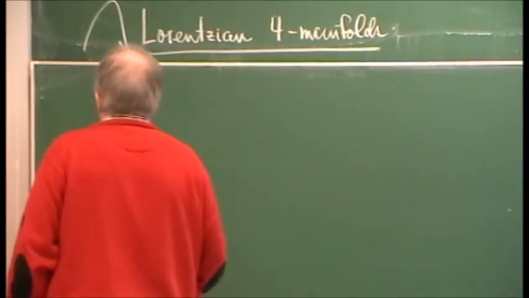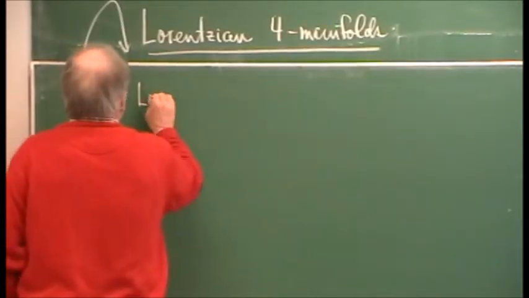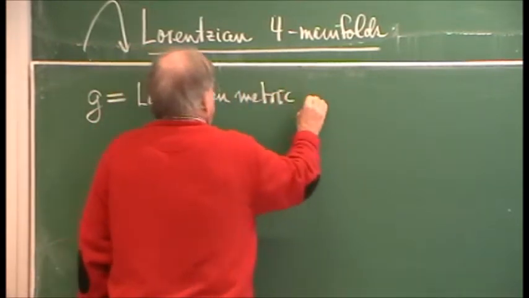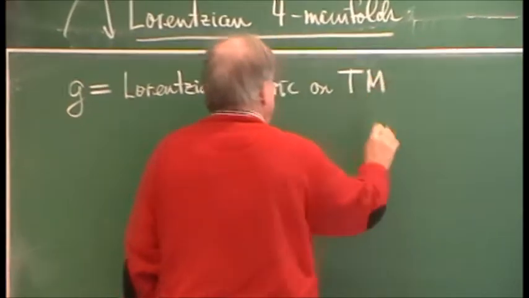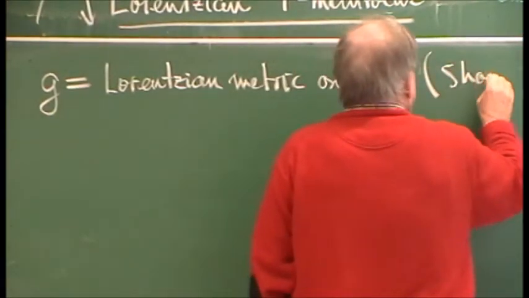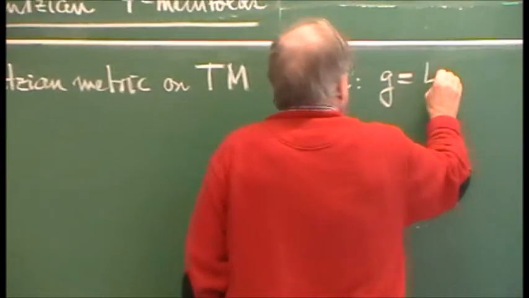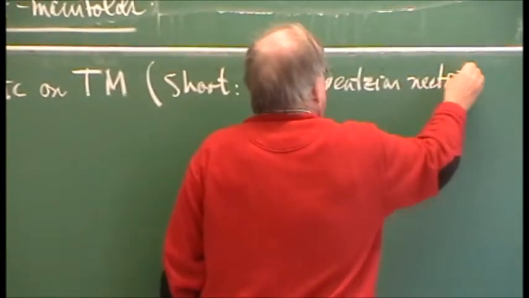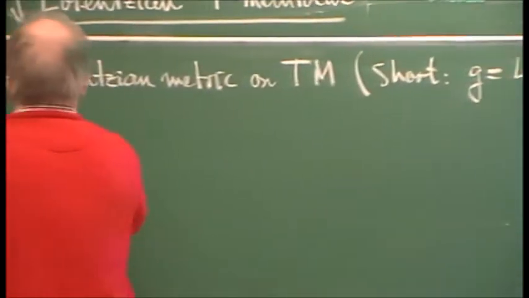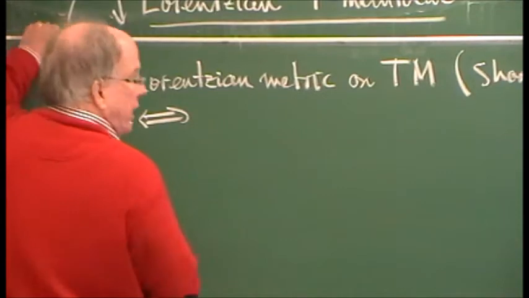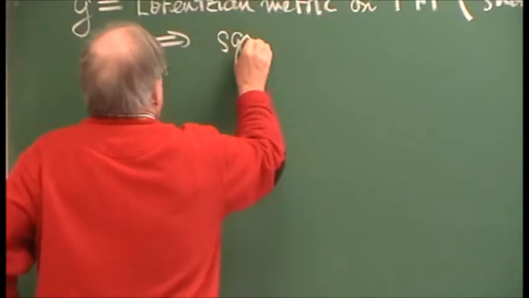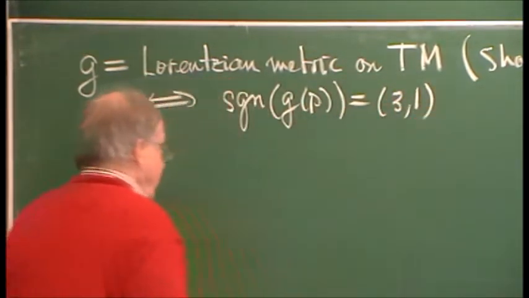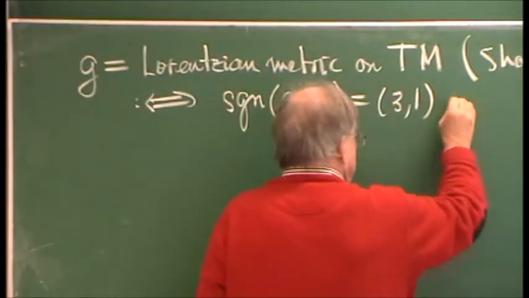Okay. So what is a Lorentzian four-manifold? So g is a Lorentzian metric. For example, on the tangent bundle of a manifold. So, in short, we just say g is a Lorentzian metric. That's just notation. It means that g(p) has signature (3,1) at every p, for all p.